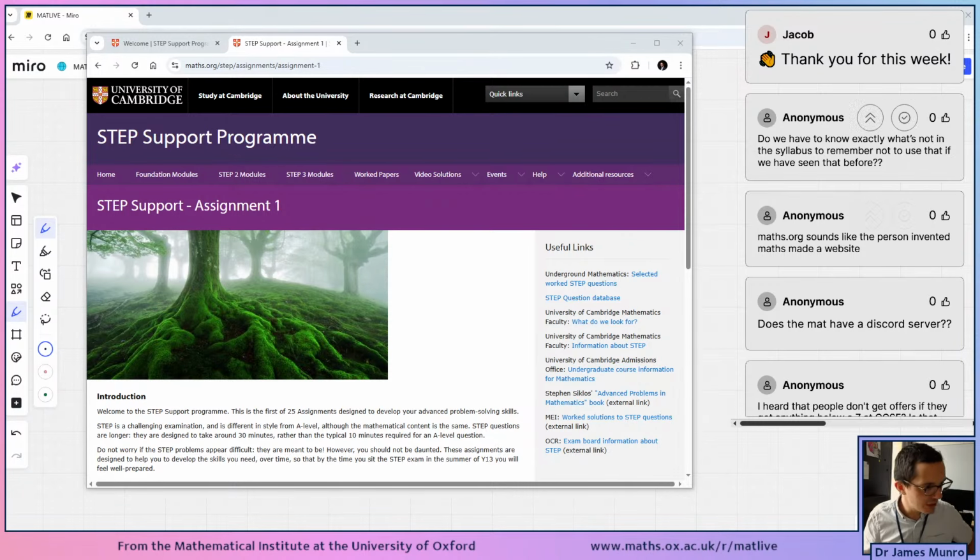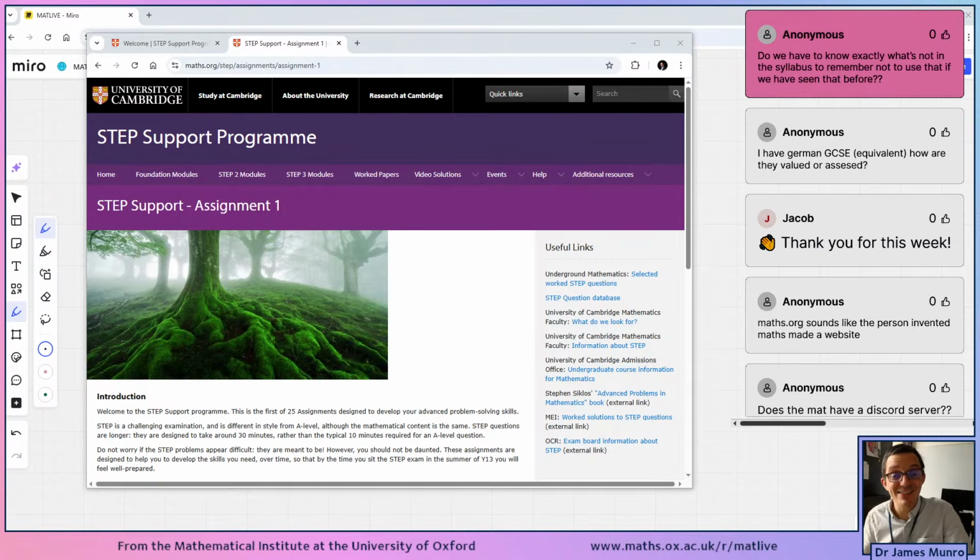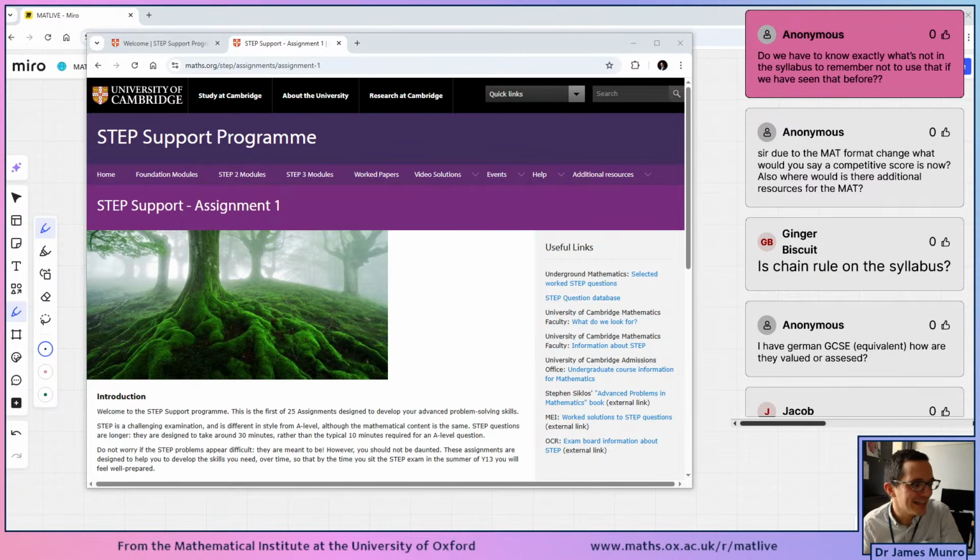Do we know exactly? Hey, that's a good question. Do we have to know exactly what's not in the syllabus? Sorry. Oh my goodness, sorry. I thought this was going to be, do you have to know exactly what's in the syllabus to use that? Which is yes. But the question actually says, do we have to know exactly what's not in the syllabus? And that's so much maths. There is so much stuff that's not in the syllabus. There are many, many things not in the syllabus.